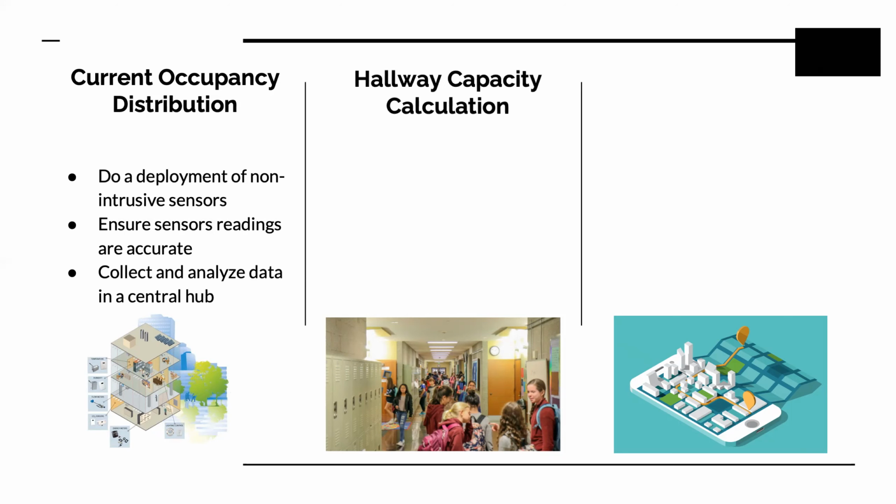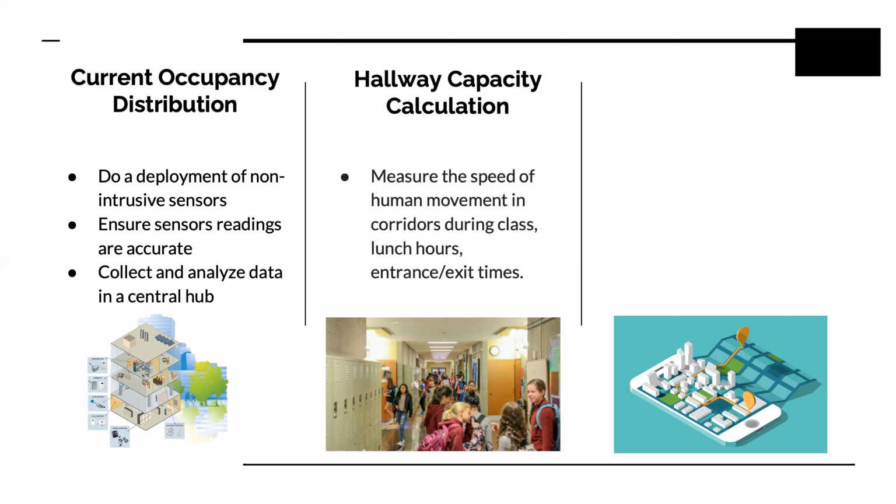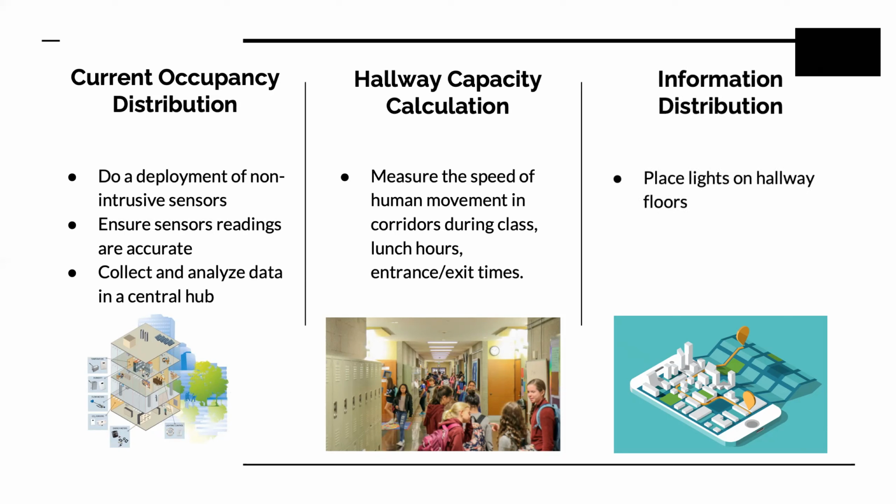For capacity calculation, is there a way that we can measure the speed of human movements in the corridors during class, lunch hours, entrance and exit times? For information distribution, do we need to place lights on the hallway floors, or can we build a sensor system that can trigger the fire marshals when there's a case of emergency?